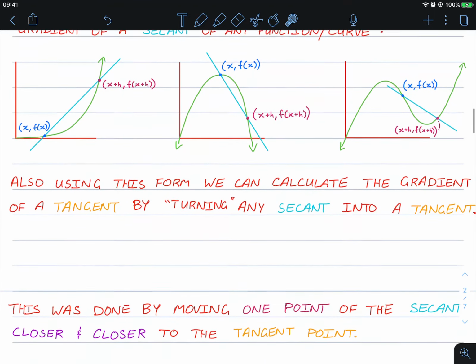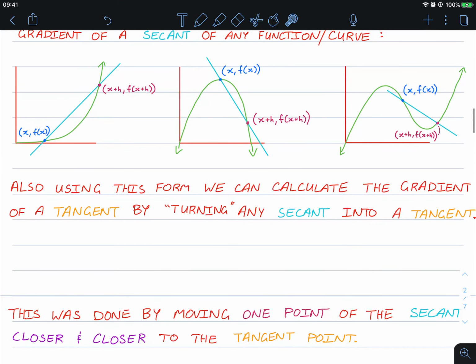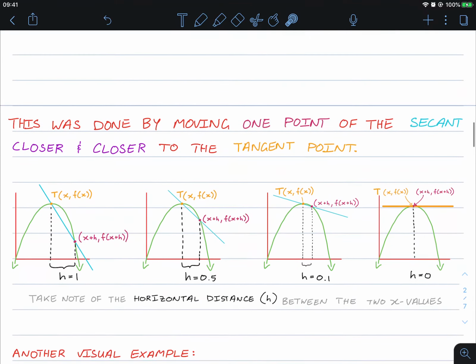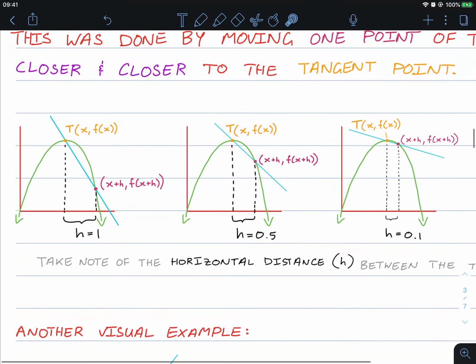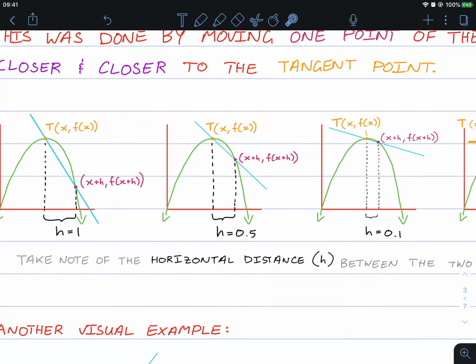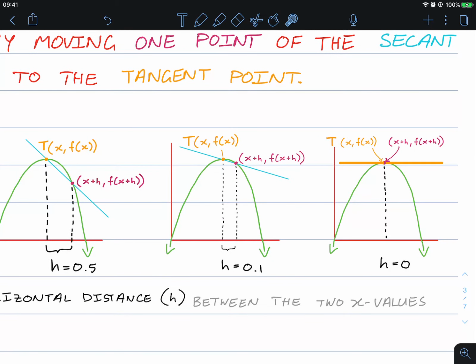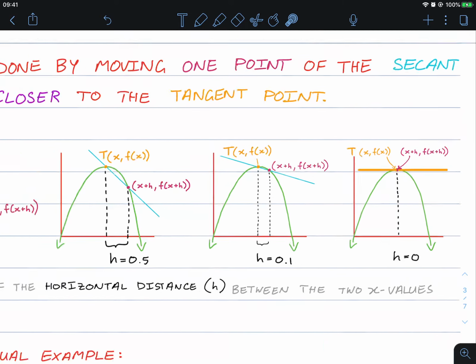Also using this form, we can calculate the gradient of a tangent by turning a secant into a tangent. This was done by moving one point of the secant closer and closer to the tangent. So here's a little demonstration again. Let's say that this is a distance of 1. Bringing it closer and closer, the distance is now half. Distance of 0.1. And eventually, once the distance of these two becomes 0, this point becomes the first point. So that becomes the tangent.